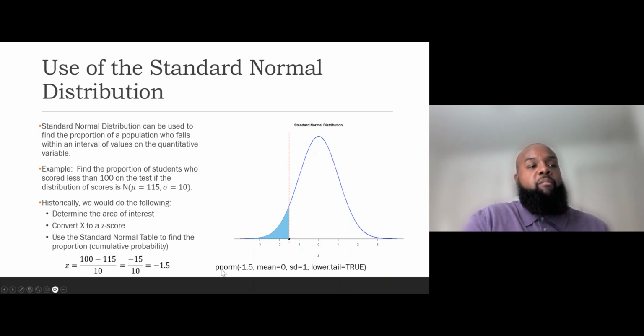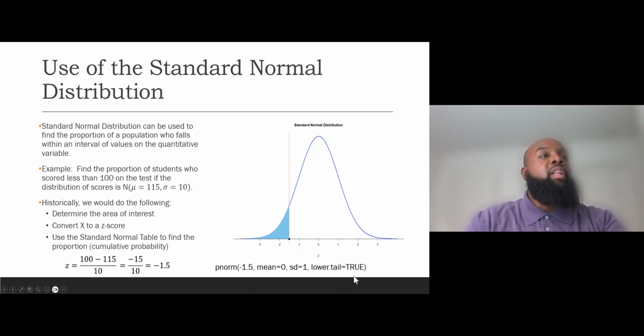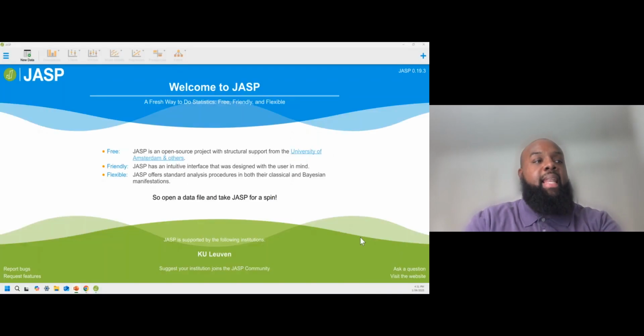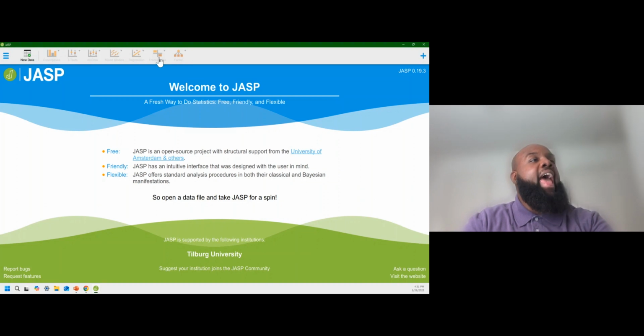And so our p-norm function says, replace that z that I had on the previous slide with your obtained z, and we use this stuff here. So let's go to JASP and let's see which value we're going to get here. Now, one of the things that we're going to need to do is we're going to have to add the module to get us R.